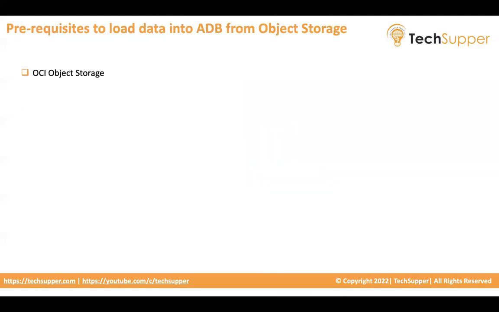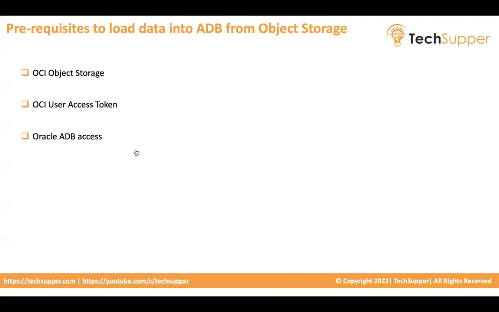So what are the prerequisites to achieve this? One is OCI Object Storage. You should have it because the use case is to upload data from OCI Object Storage to ADB. You should have an OCI user access token, which will be used to store the credential in your ATP schema and to authenticate your object store, and of course, Oracle ATP access. Here I am considering I have ATP.